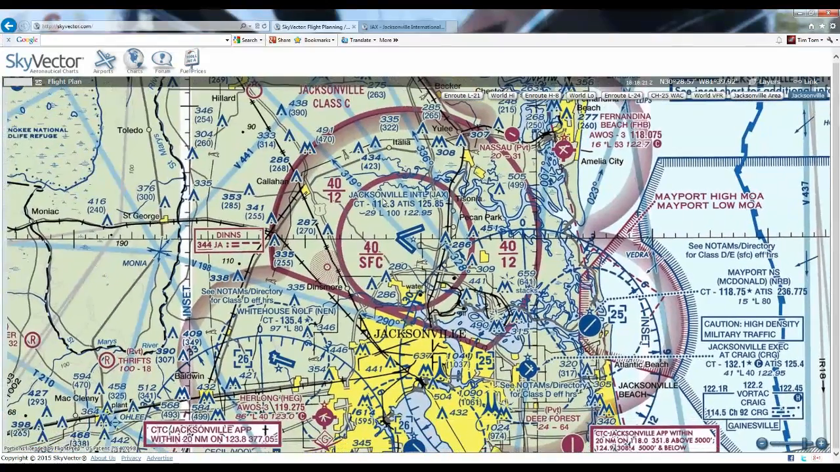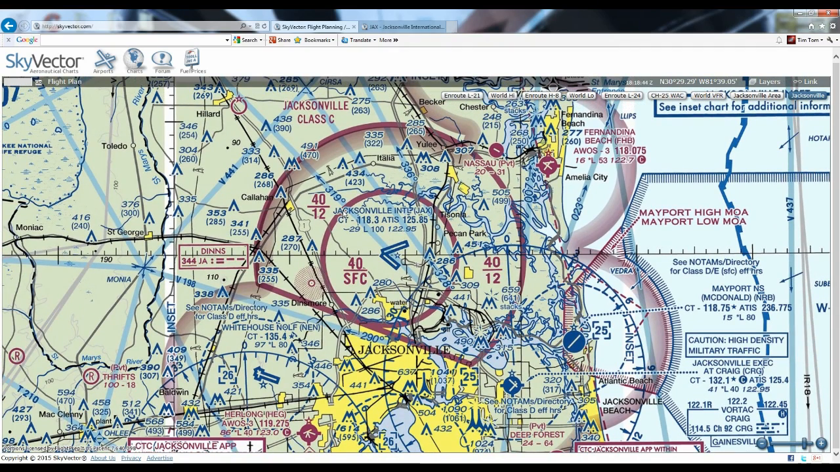Now, what about Jackson International and other controlled airfields? We see a little bit depiction. We see the name and identifier. The second line has two frequency infos, though. We see CT-118.3, ATIS 125.85. Well, that means the control tower is on 118.3, and the ATIS is on 125.85.